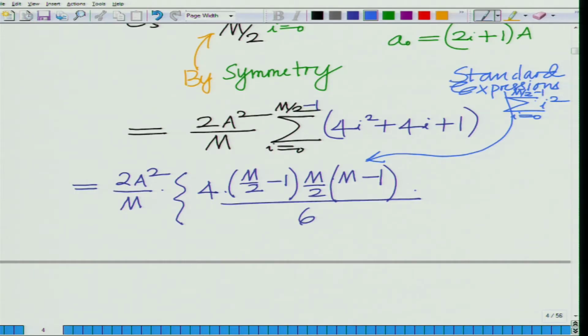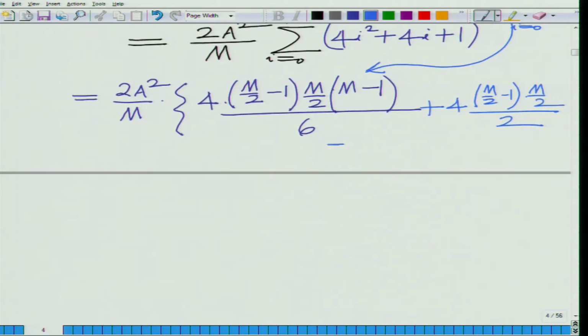These expressions are standard, plus 4 times summation i. Summation i from 0 to n is n into n plus 1 divided by 2. So from 0 to M/2 minus 1 it is (M/2 minus 1) into (M/2 minus 1 plus 1), that is M/2, divided by 2, plus the summation of 1 from i equal to 0 to M/2 minus 1, which is simply 1 added M/2 times. So that component is simply M/2.